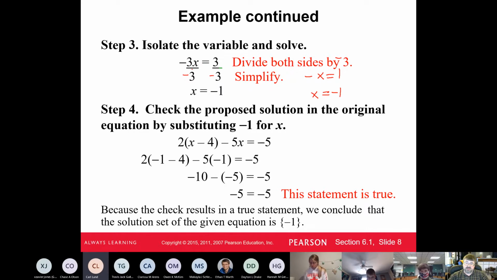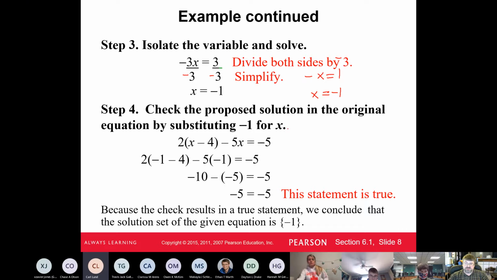Because negative 3x divided by negative 3 is positive x. Remember, a negative divided by a negative is a positive. And 3 divided by negative 3 is negative 1. And we always, again, we want to check the proposed solution. I'm not going to make you do that. Like, I'm not going to take points off if you don't show that you've checked your work.